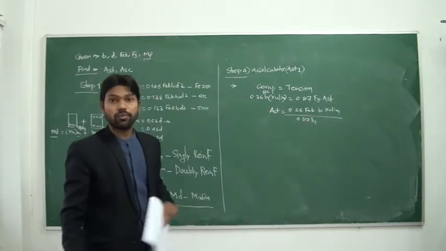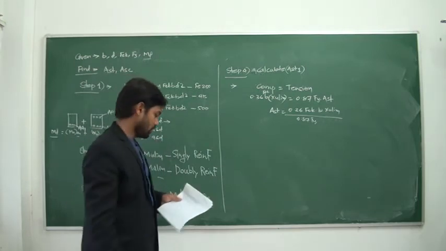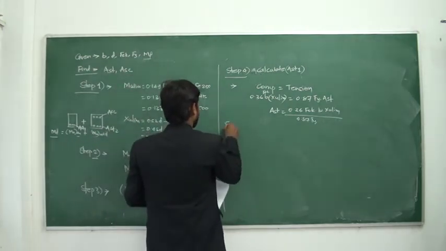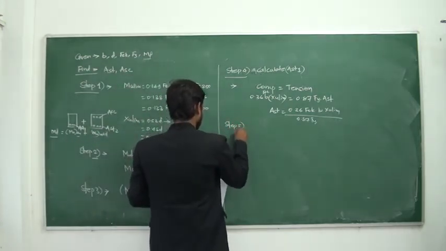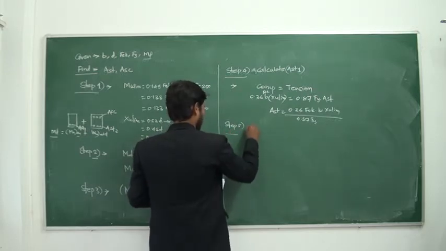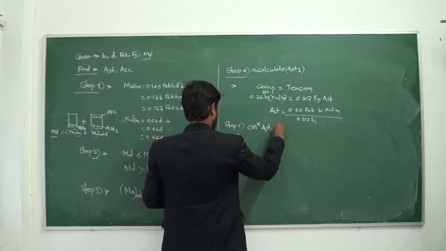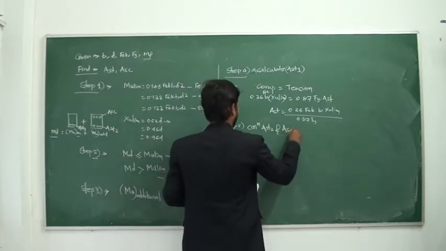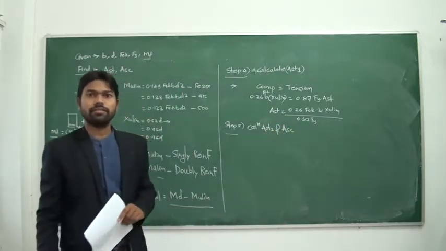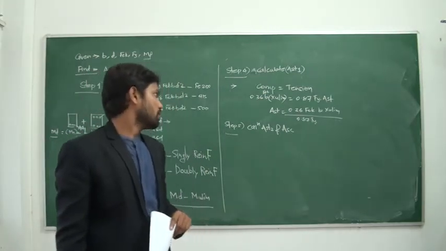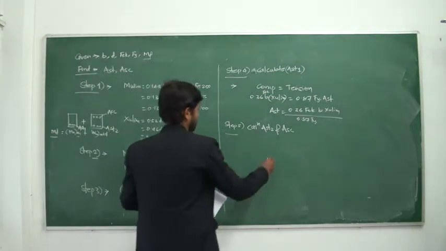So this is how we can calculate AST1. Then step number 5, calculation of AST2 and ASC. So how will you calculate this?